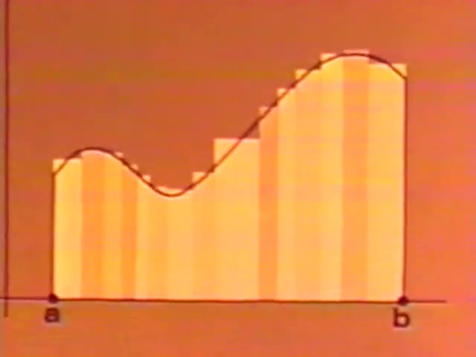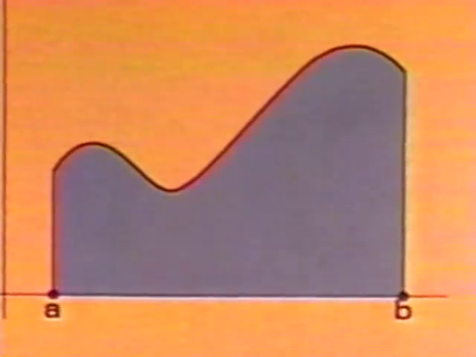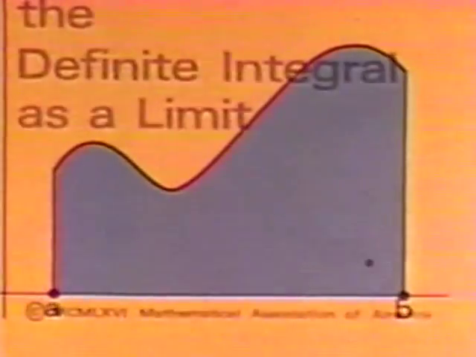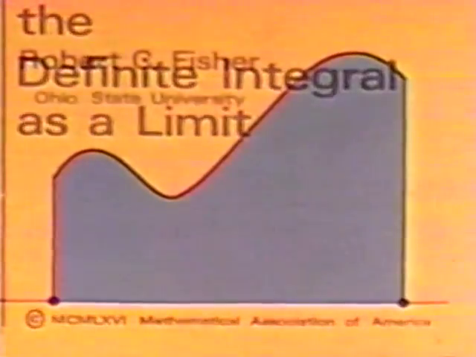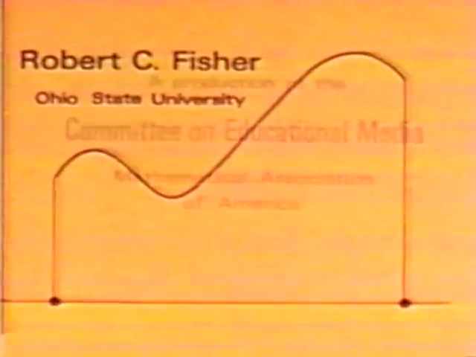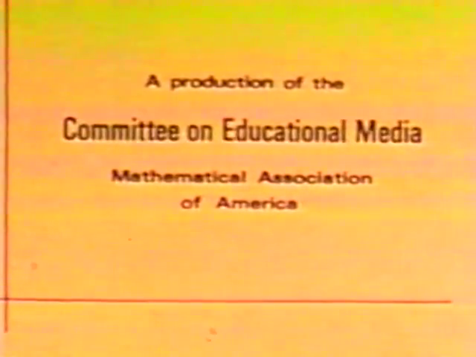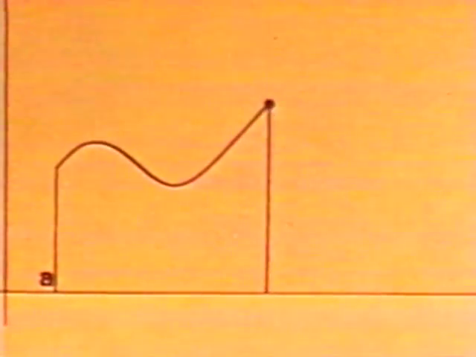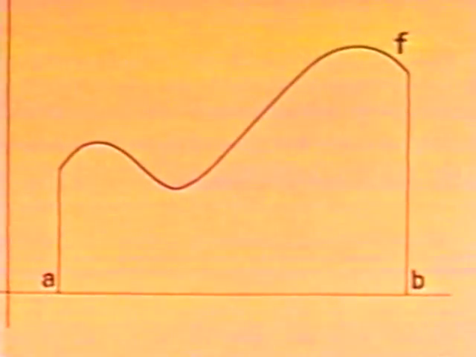We are going to show that the limit of such approximations is the area, and then introduce the definite integral as this limit. To illustrate the procedure, let's use a bounded positive continuous function f on a closed interval. To approximate the area under the curve, we proceed as follows.